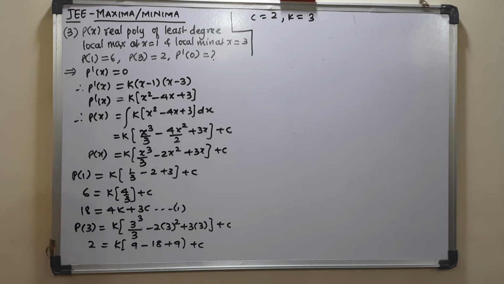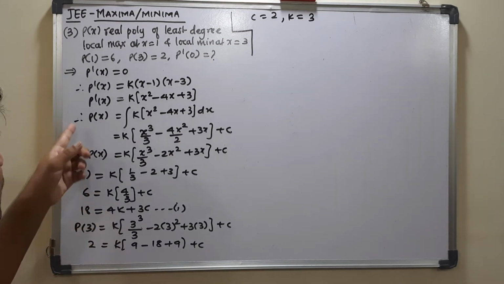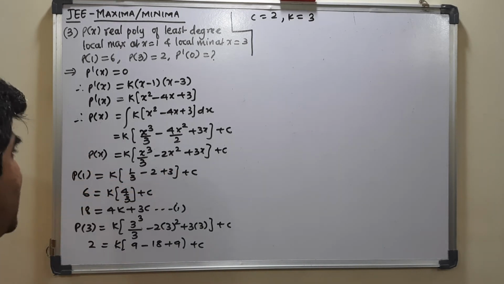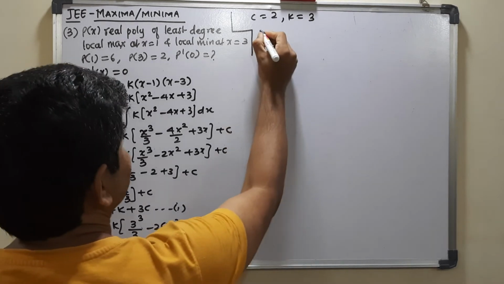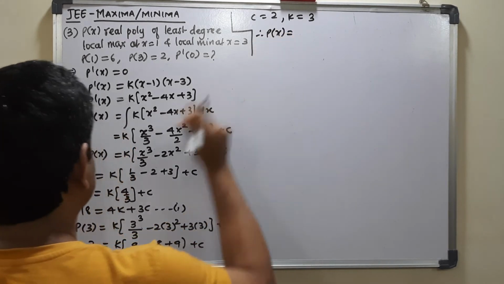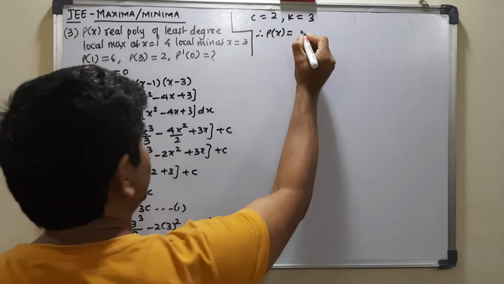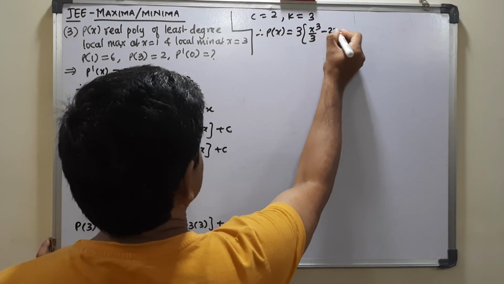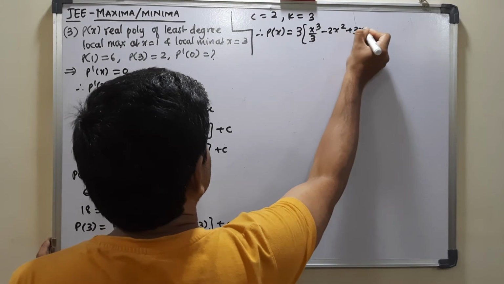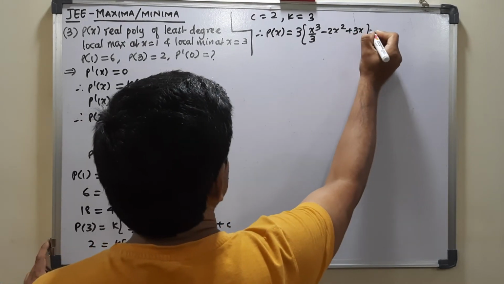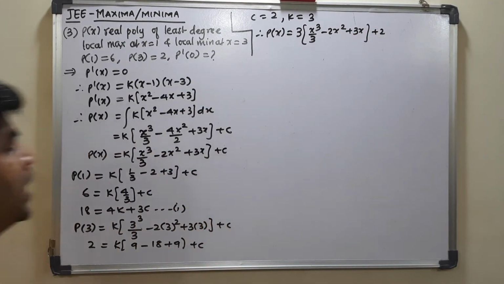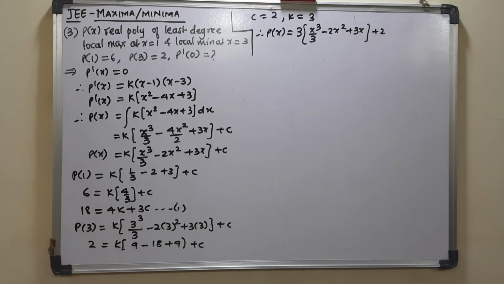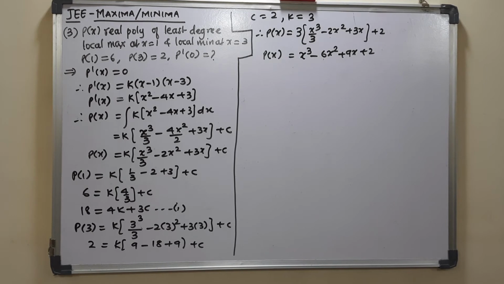So obviously you can get the so-called polynomial, this is your polynomial. Therefore p of x will be equal to k, which is 3, into x cube by 3 minus 2x square plus 3x, and c is plus 2. Okay, on solving you will get the required polynomial. So as per the requirement, we got this particular polynomial.